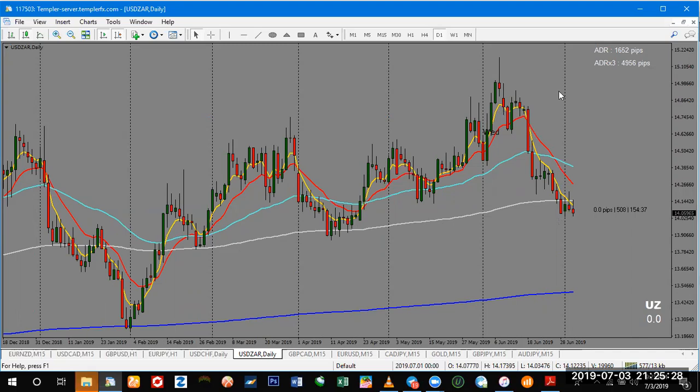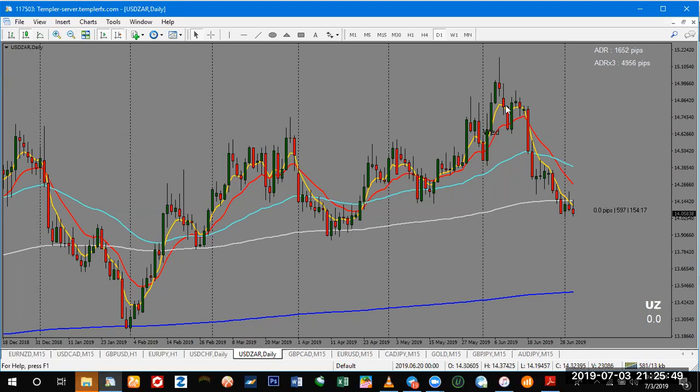So this is why I did hold the short trade here on USD ZAR. And I'm still on the short trade here. So I looked on the daily and I remember I sent the anticipation when the price was here. I simply drew an arrow here.